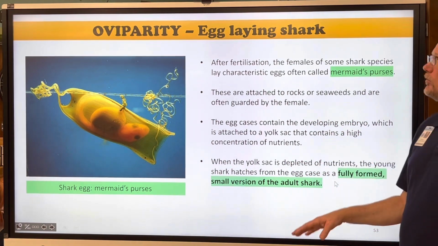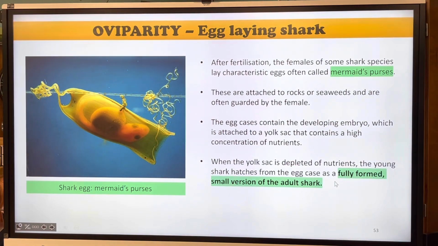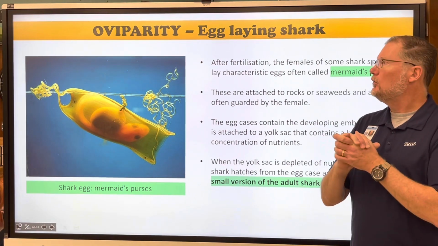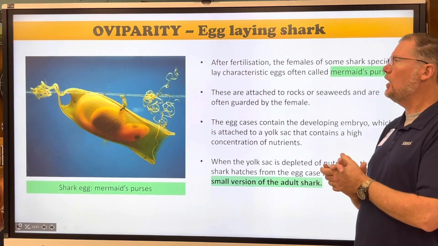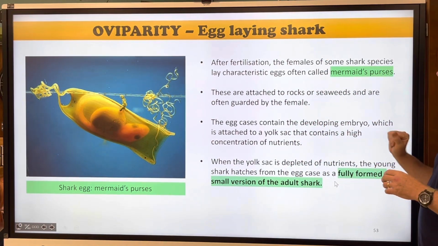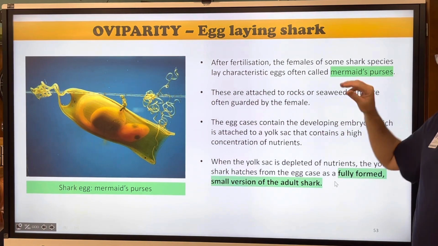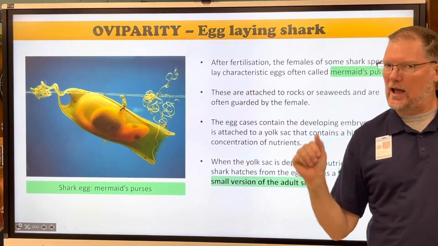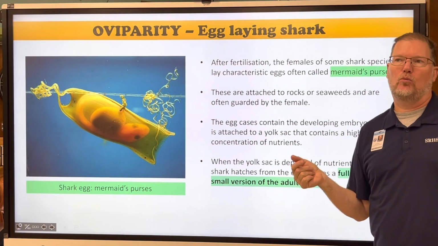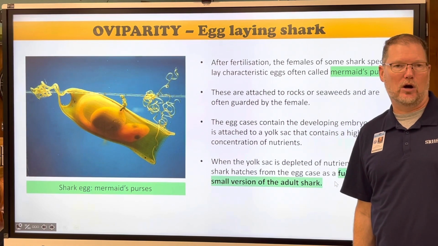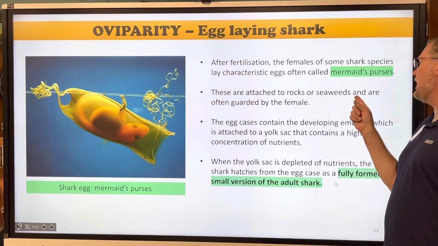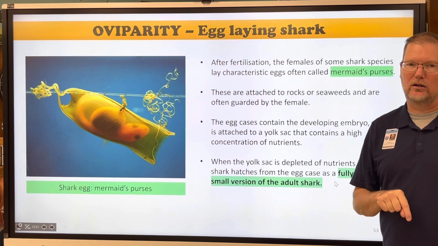So, oviparity. How else can you pronounce that? This is the egg-laying shark. Ovo, or ovi, means egg. Anything with ovi means egg. After fertilization, the females of some shark species make these egg pouches called mermaid's purses. You might see them washed up on the shore sometimes if you are lucky enough. They attach them to rocks or seaweeds, and they are often guarded by the female.